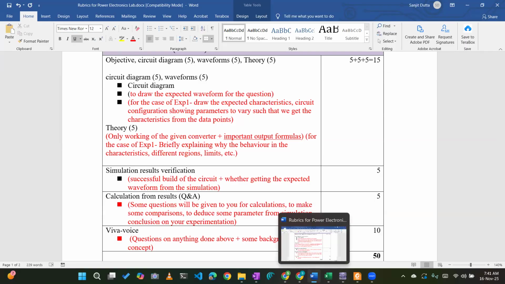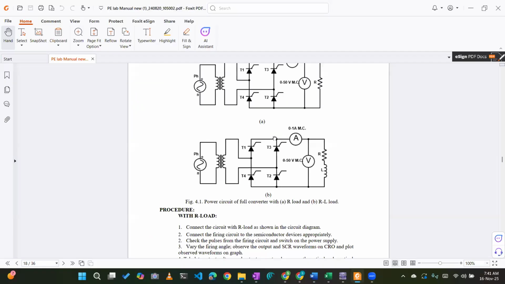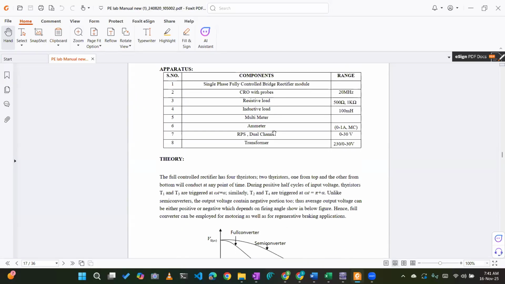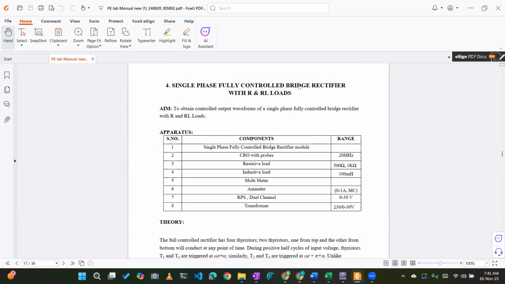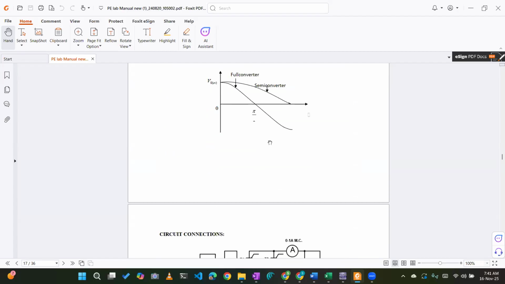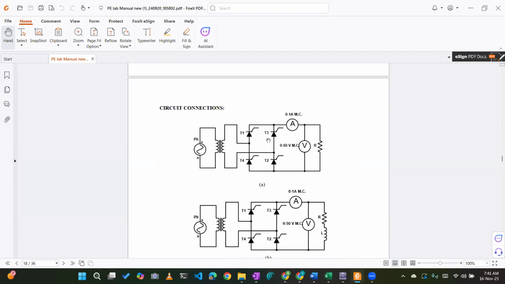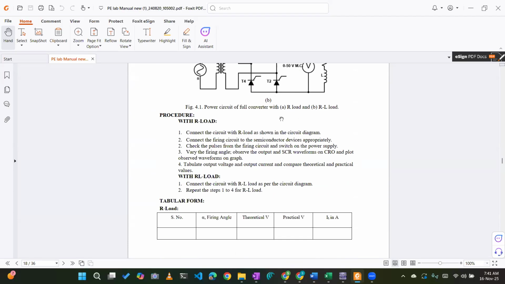So where can you refer to get this theory? Any book, any place. Here also theory is given in the document shared before. I will take the example of single phase fully controlled bridge rectifier with R and RL load. Here the circuit diagram is given to you. This is the circuit diagram.